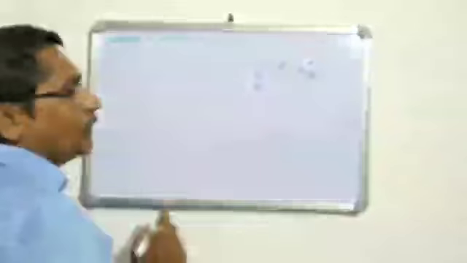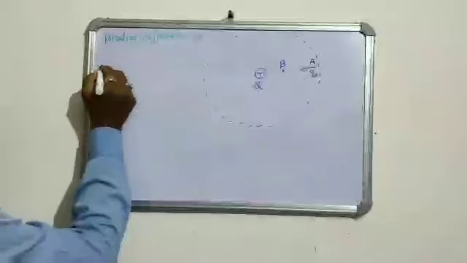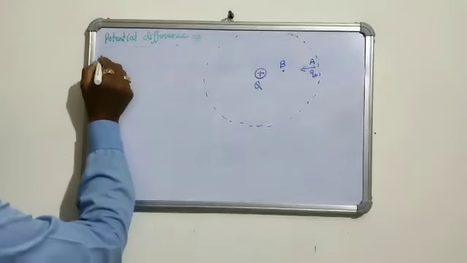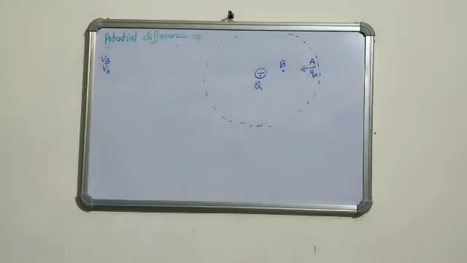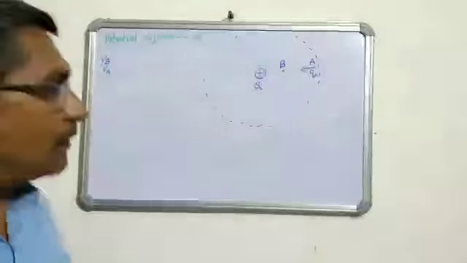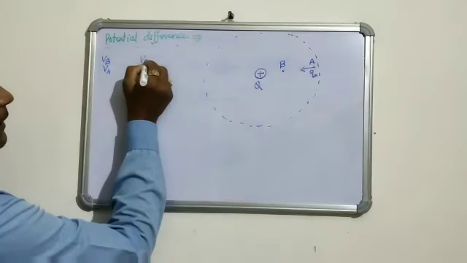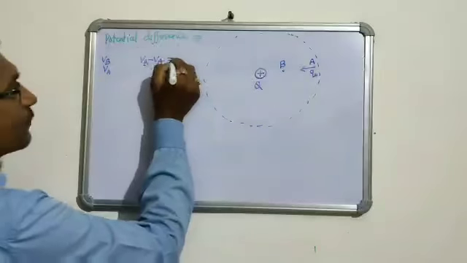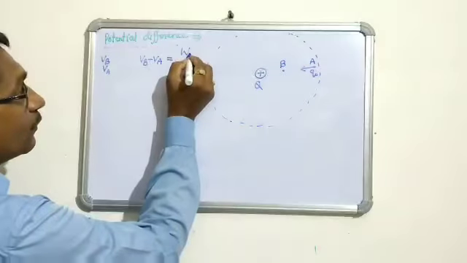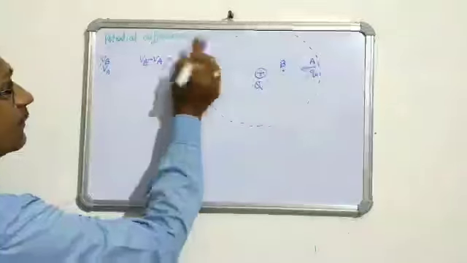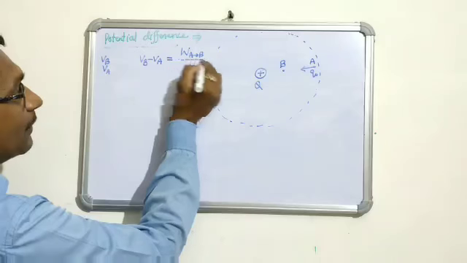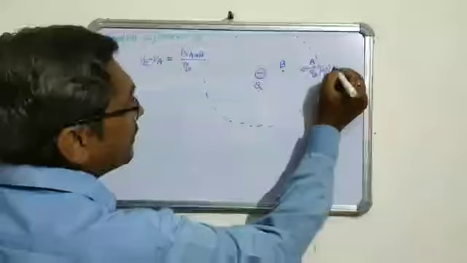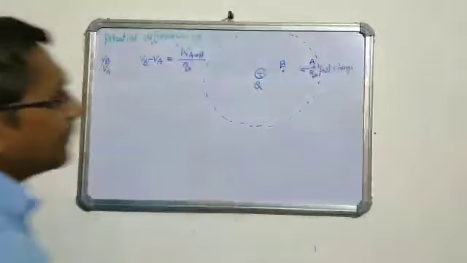So potential at point A is VA and potential at point B is VB. There is some difference between potential A and potential B. So we can write VB minus VA is the potential difference, which is equal to, listen carefully, the work done to bring the test charge from A to B. This charge is called the test charge.